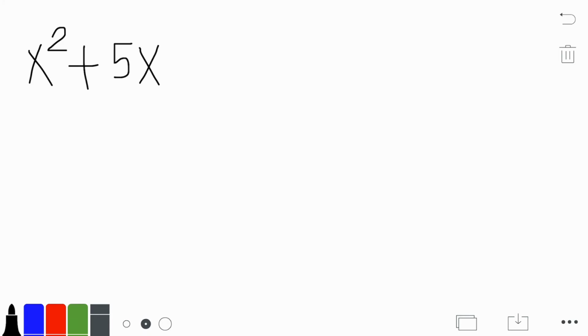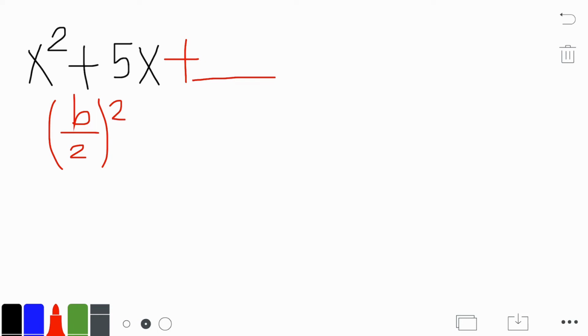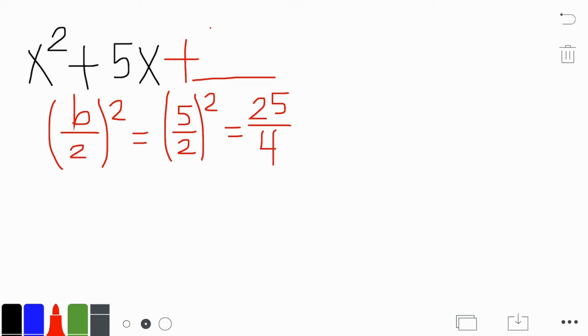Alright, so we're going to go ahead and find out what our missing value over here is. In order to do that, remember to use the form b over 2 quantity squared. We're going to try and turn this into a perfect square trinomial and find its factors. So we do have a 5 over 2 quantity squared, which you will end up having 25 over 4. Perfect. And that's exactly what you would want to put up in here. There we go. Now you've produced a perfect square trinomial.